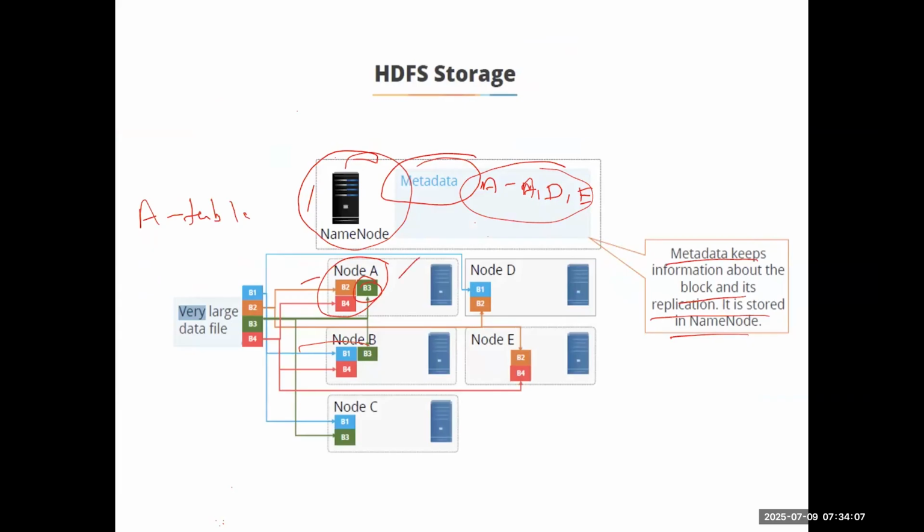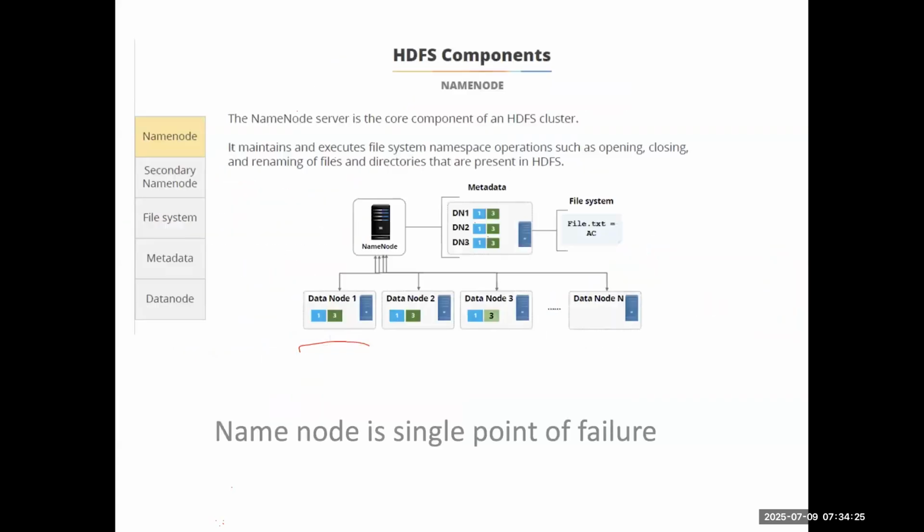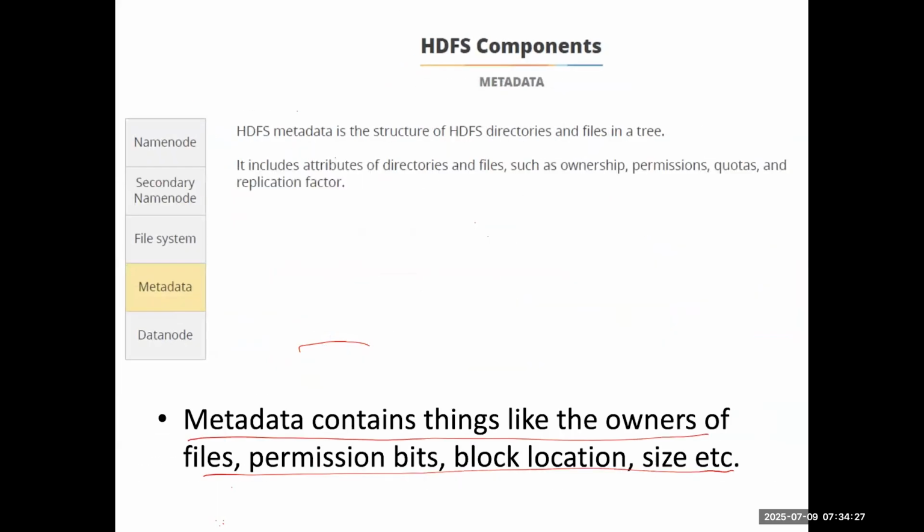Maybe you want only a few people to access it. Suppose this is a salary table, which has the employee salary. Then maybe you want only HR to access it, and no other person, or only managers. In that case, you can restrict the A table so that only these users can access it. Those details are also present in the metadata: who is the owner, who has permission to look at it, all those things.